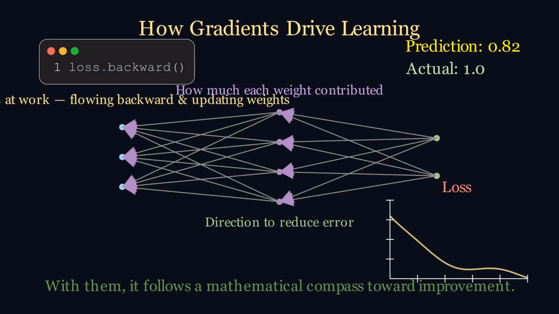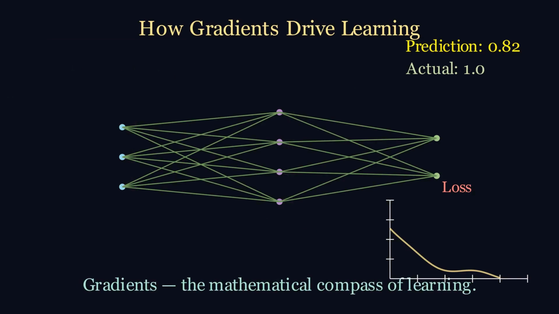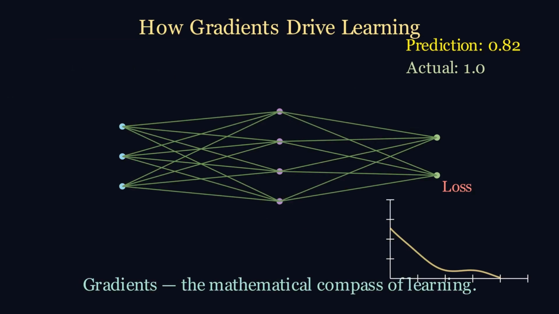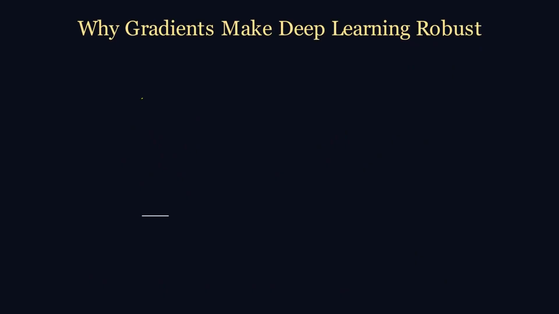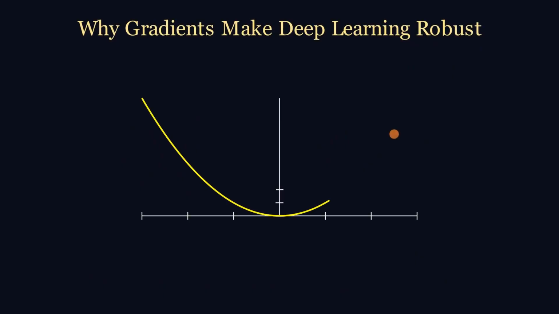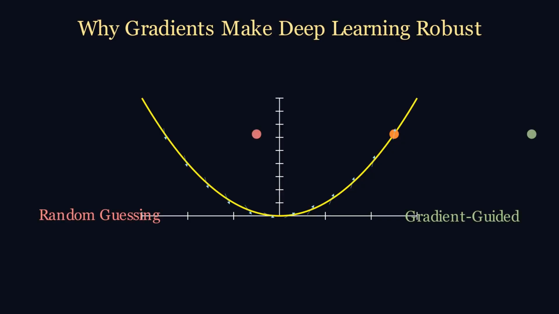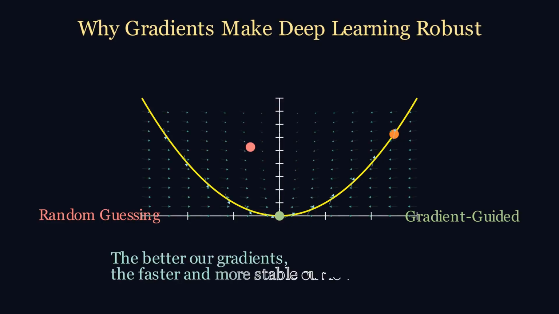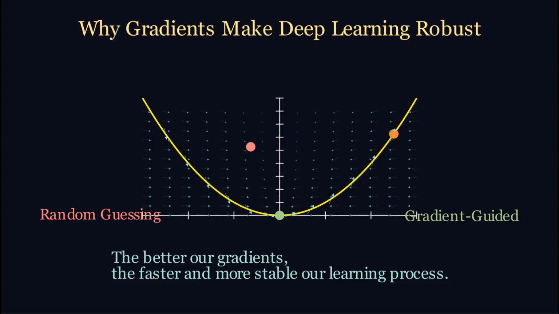So in PyTorch, every time you see dot backward, it's gradients at work, flowing backward through the network, updating each parameter just enough to get a bit better. And gradients make deep learning more robust because they allow continuous, fine-grained learning. So instead of random guessing, your model takes informed steps. Even with millions of parameters, the gradient efficiently guides every weight in the right direction. That's why networks can learn from complex data. They rely on this tiny slope information to climb toward intelligence. The better our gradients, the faster and more stable our learning process is.